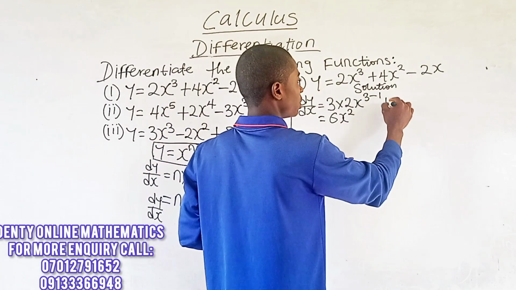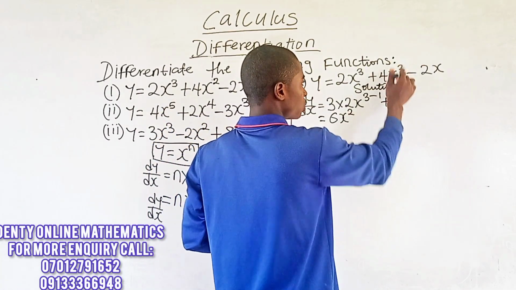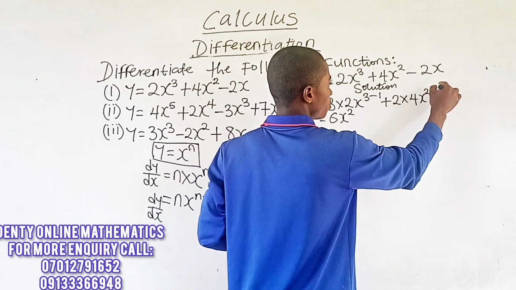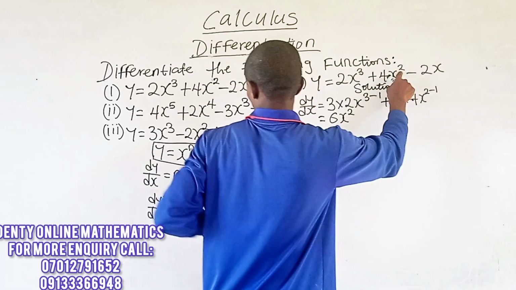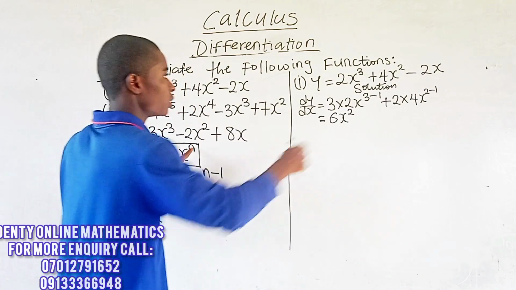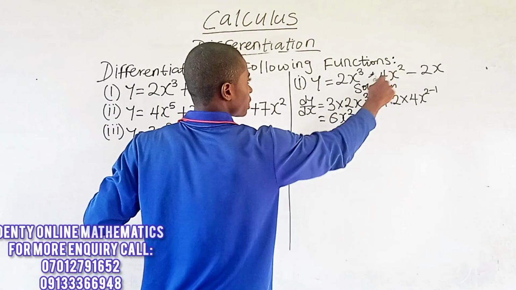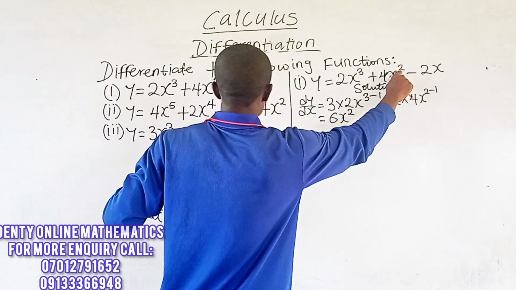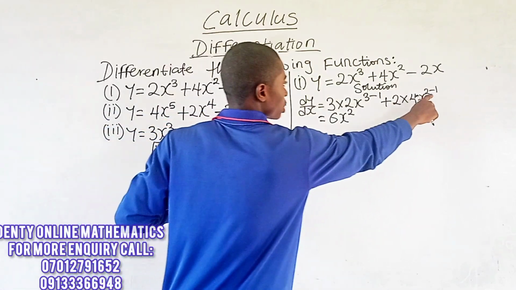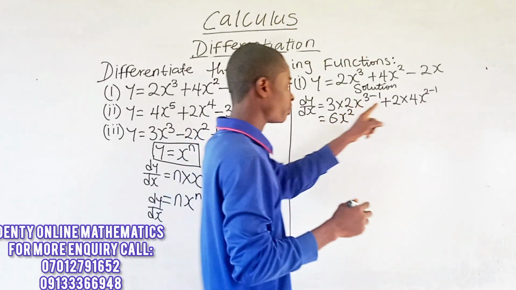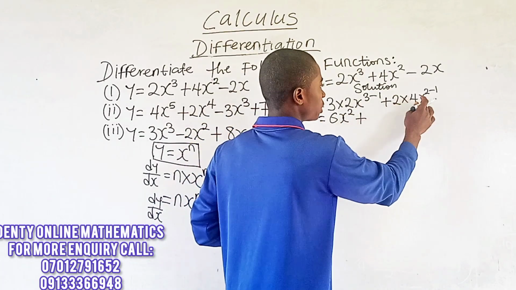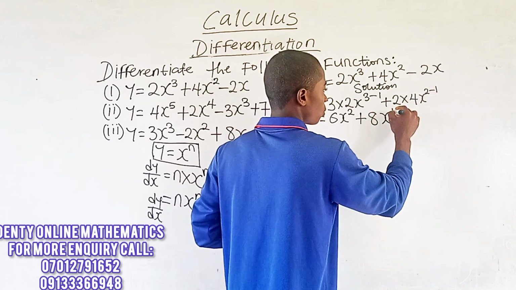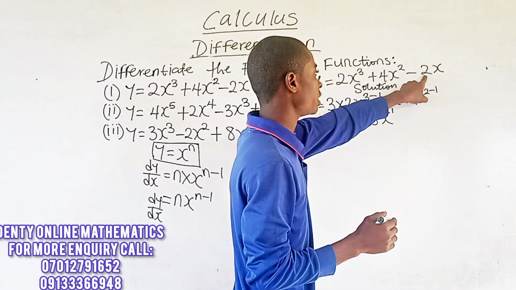Now we continue again, plus. Let's come to this one. Here it was 2 times 4x to the power 2 minus 1. The 2 represents the n here. So n times x means 2 times 4, and the power here is n minus 1, which is 2 minus 1. Let's bring that down here. That will be plus 2 times 4x, which is 8x. Remember, 2 minus 1 is 1.